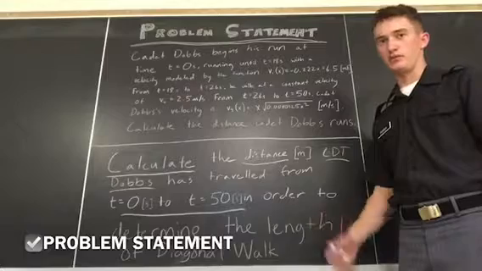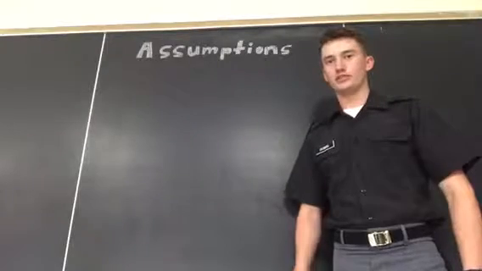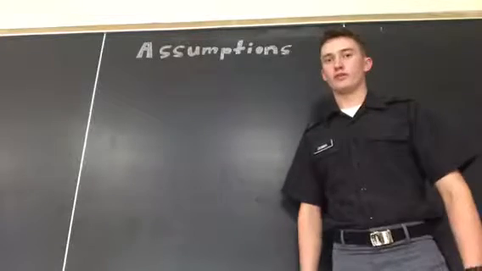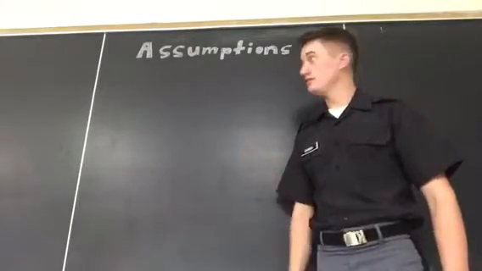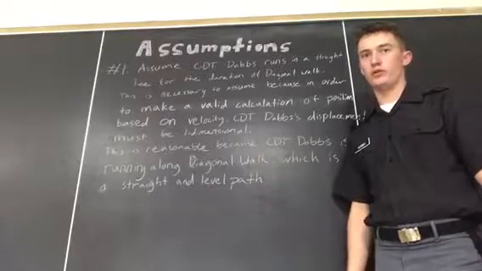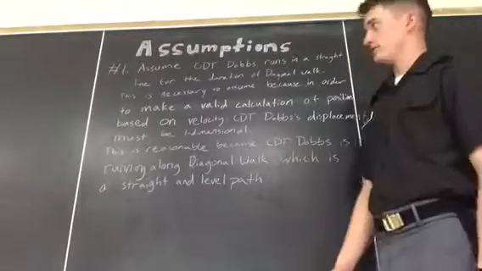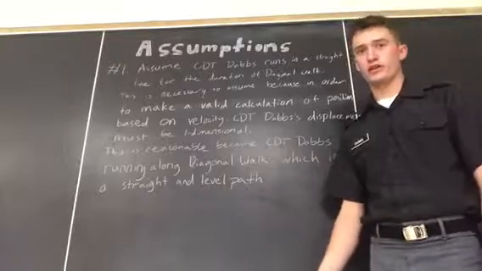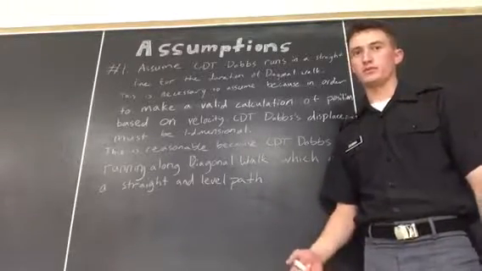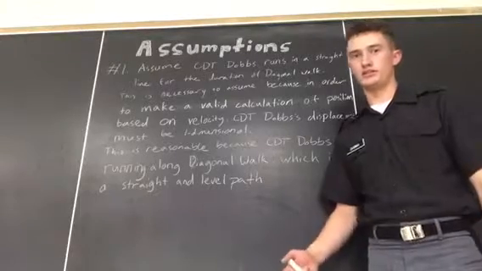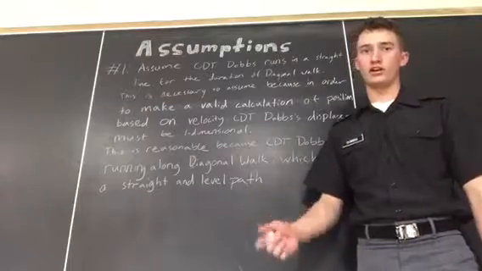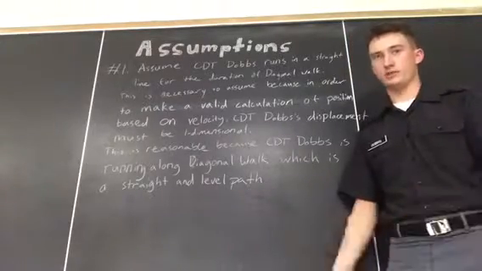Now that we have a problem statement, we can move on to assumptions. We must identify and justify the assumptions necessary to make our mathematical model valid. For our mathematical model, we need to make 2 assumptions. We must first assume that Cadet Dobbs runs in a straight path with no deviations in elevation or direction. This is necessary because in order to make a valid calculation of position based on a velocity function, we must be able to make a calculation in 1 dimension.